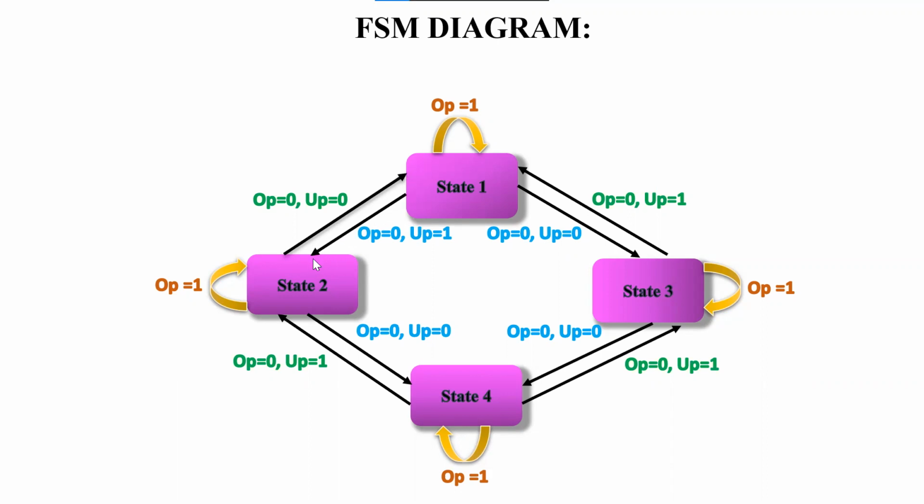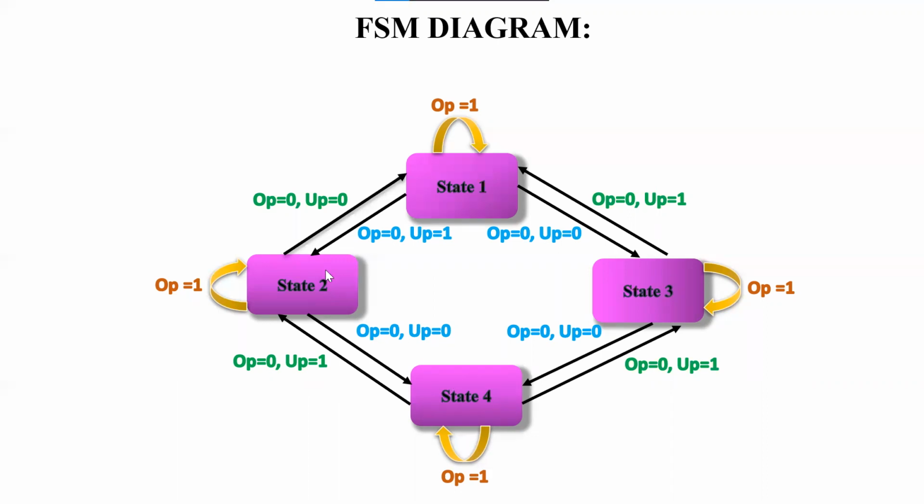Here OP is equal to 1 means it is in the same state, so it again goes to state 1 only. Next, if OP is equal to 0 and UP is equal to 1, it will go from the next state to the previous state. If both OP and UP are 0, it will go to the next state.